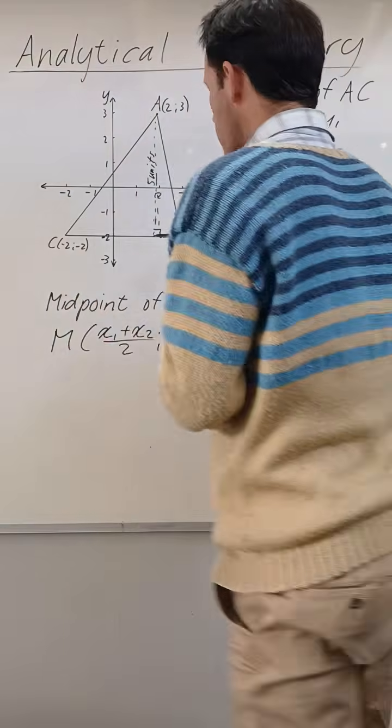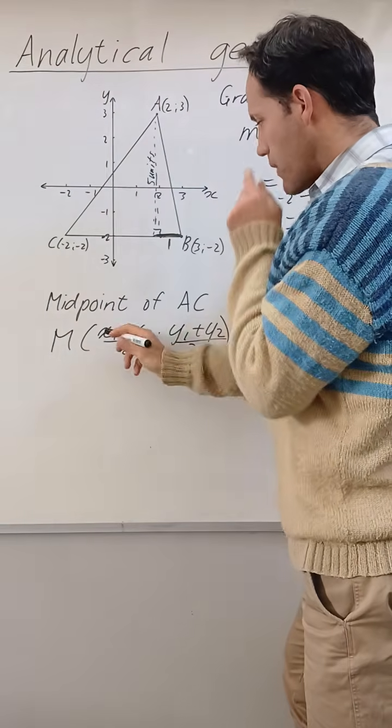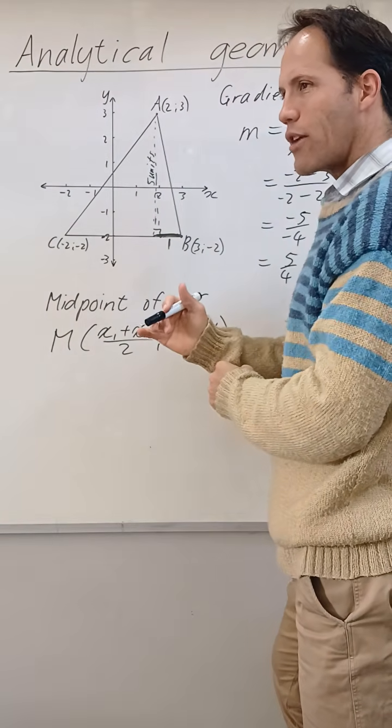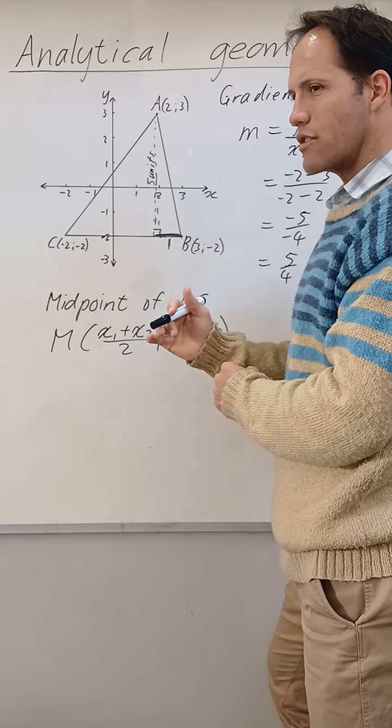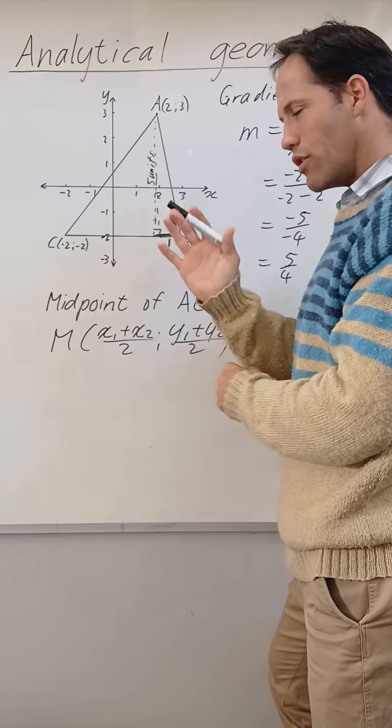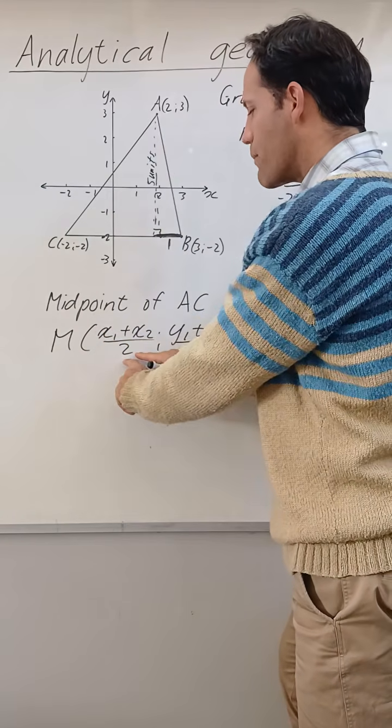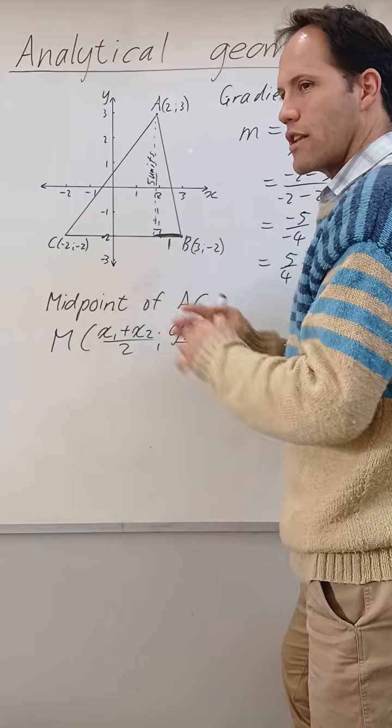Okay? You need to add them, and when you add and divide by 2, you get the middle, like with the median in statistics. When you want the median, you want the middle value. You add the 2 and you divide by 2 if there's 2 that's close to the middle.